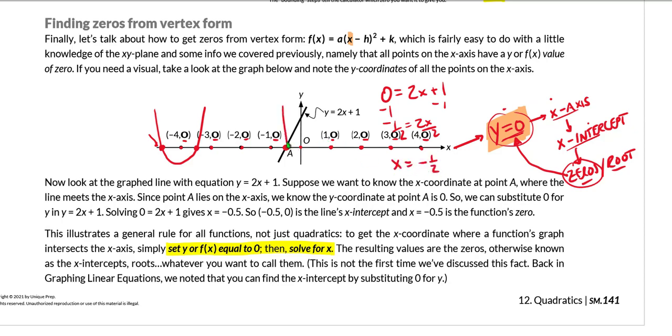and that makes pretty good sense. We've got (-1/2, 0). That looks about where that point is. -1/2 would be the x-intercept. -1/2 would be the zero of this linear function. It would be the root of this equation, 2x plus 1 equals 0. So again, we throw in 0 for f of x or y, and we solve for x.